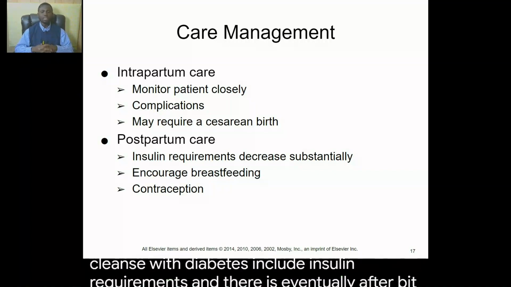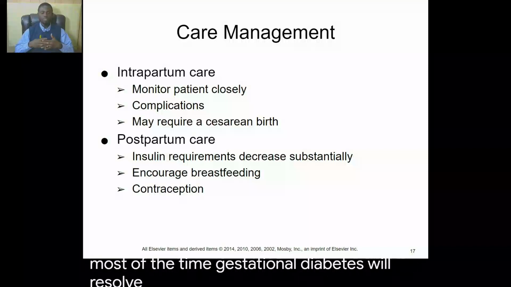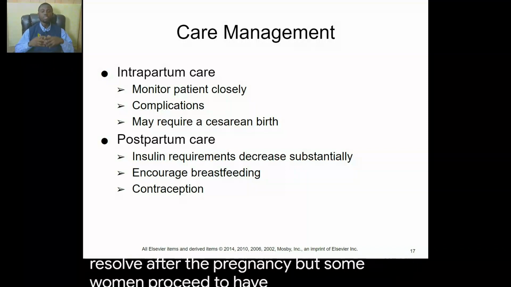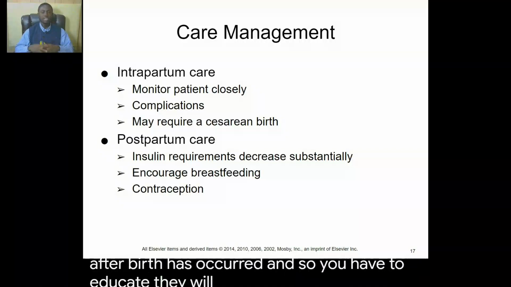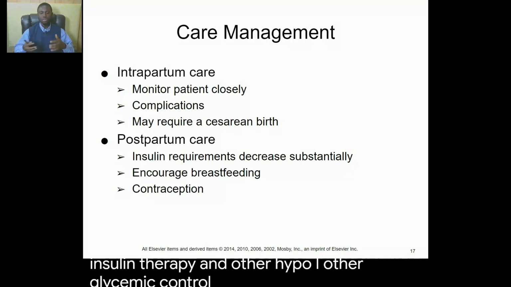after birth. Most of the time, gestational diabetes will resolve after the pregnancy, but some women proceed to have chronic diabetes after birth has occurred. And so you have to educate the woman that they might still need insulin therapy and other glycemic control measures after birth.